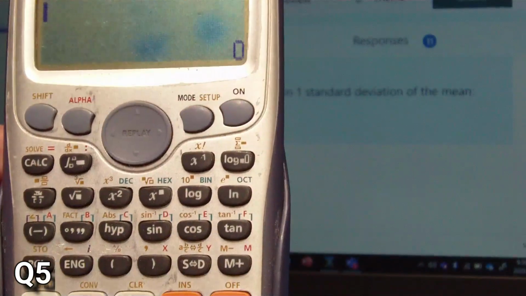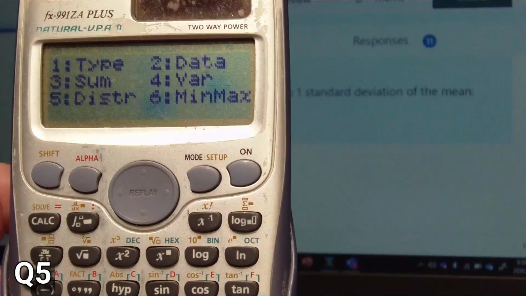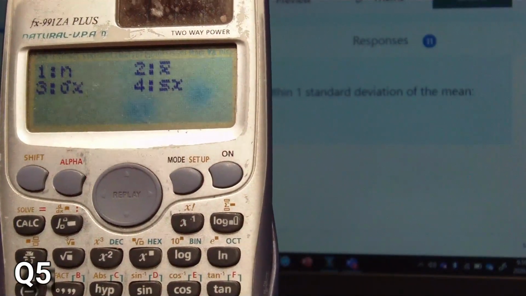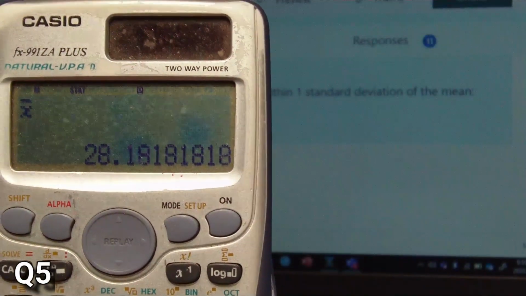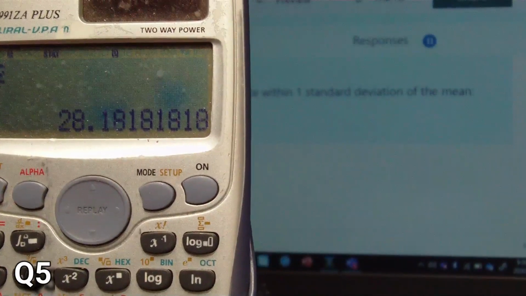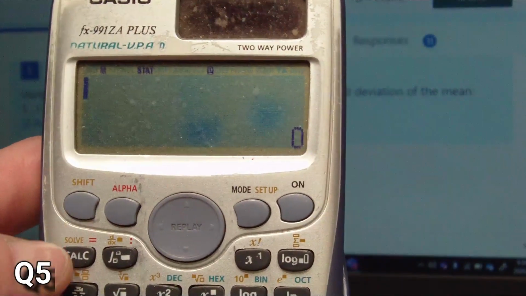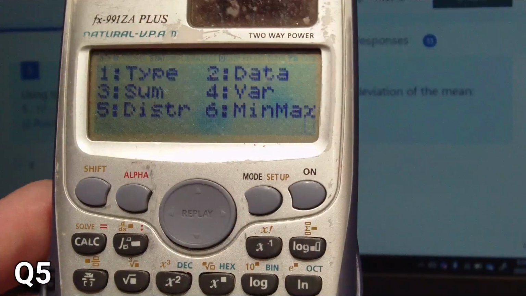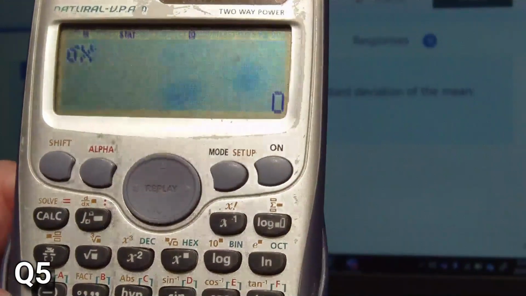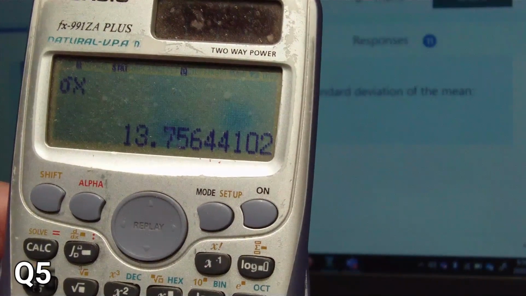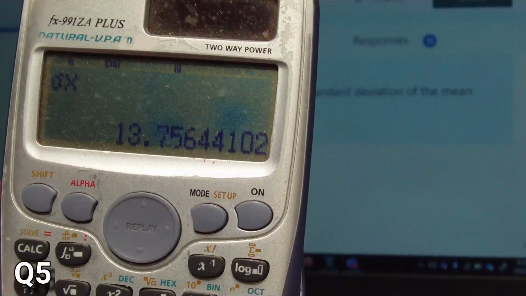When you find the mean, it ends up being 28.18, and when you find the standard deviation, it ends up being 13.76.